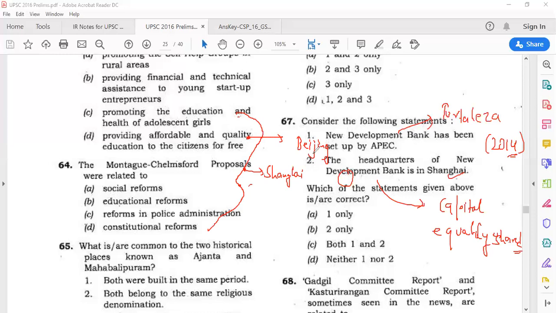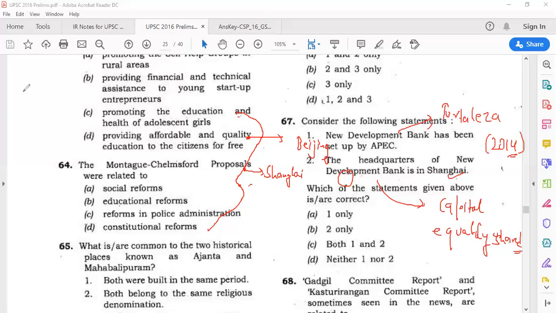So again, this is about the New Development Bank, which is also called the BRICS Bank, set up by BRICS, headquartered in Shanghai, and set up after the Fortaleza Declaration. Fortaleza is in Brazil. Now let's see, and this is a part I have already discussed in some other notes. I don't remember which one.